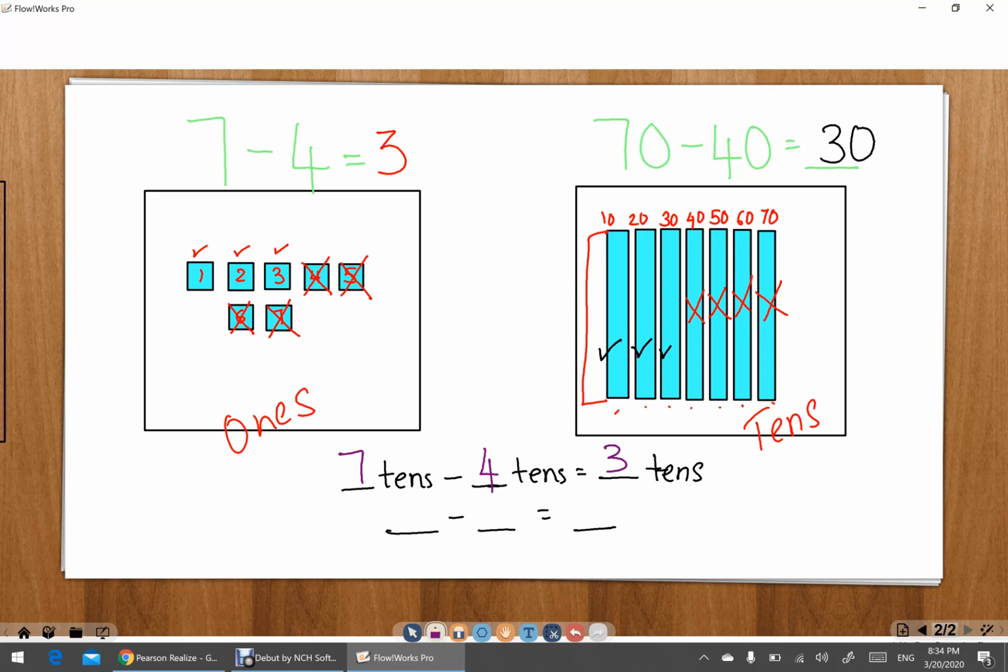I explained to you, 7 tens will be, good job, 70. 4 tens will be, good job, 40. So 70 minus 40 will give me 30. 3 tens equals 30. Now you understand how we can model with blocks and cubes. It's very easy. Let's start our first page of the lesson.